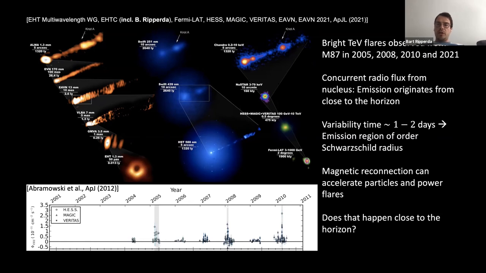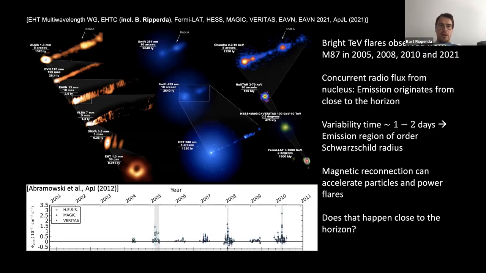So the idea is that the emission really originates from close to the horizon, and they had a variability timescale of a few days, which means that the emission region has to be of the order of a Schwarzschild radius due to causality restrictions. And we know that magnetic reconnection can accelerate particles and power such flares, for example, from solar physics. So the question is, does this happen close to the horizon? And we've already seen the answer.